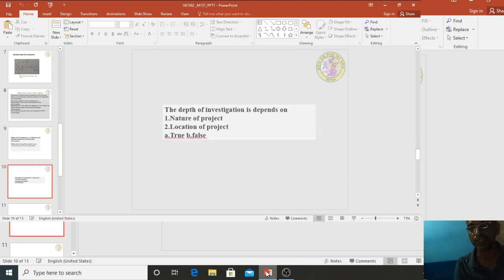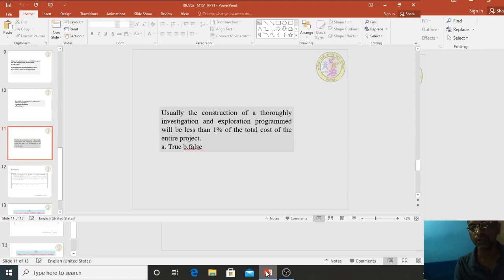The depth of investigation depends on the nature of the project and the location of the project. True or false? True. Usually the cost of a thorough investigation exploration program will be less than 1% of the total cost of the entire project. True or false? It is true.